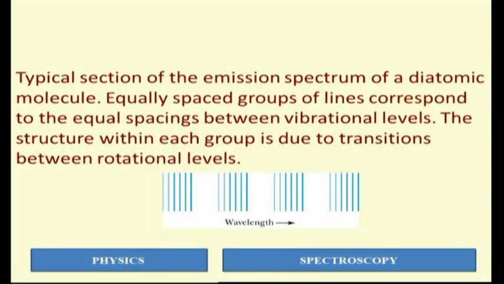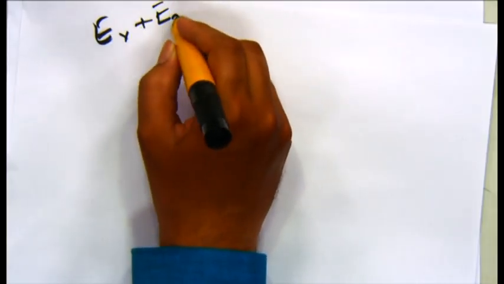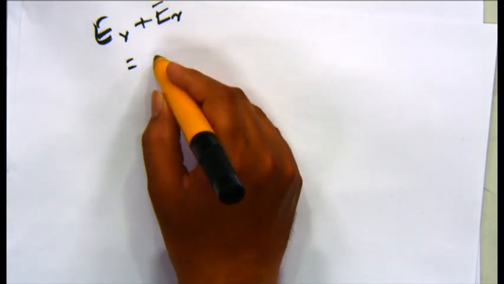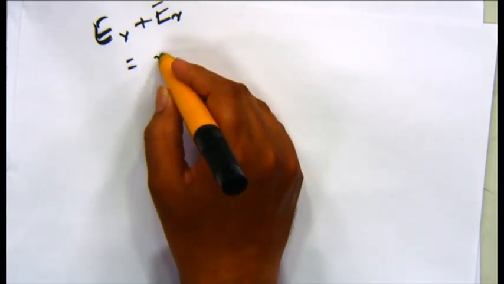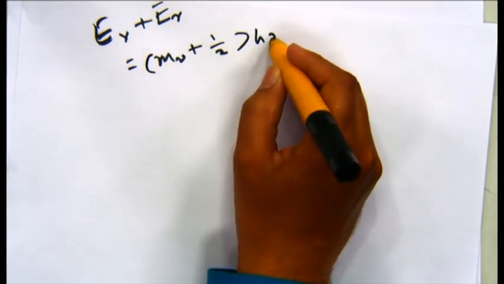So now E vibration plus E rotation can be given by (mV plus half) hν.